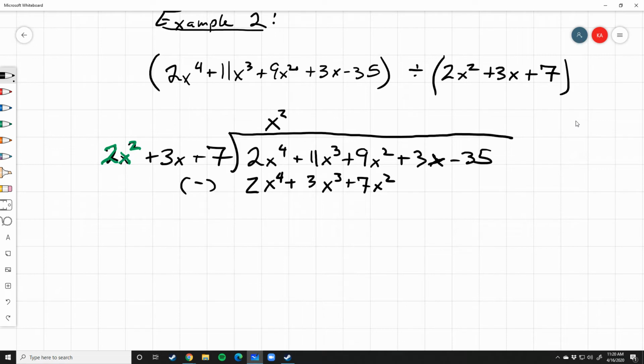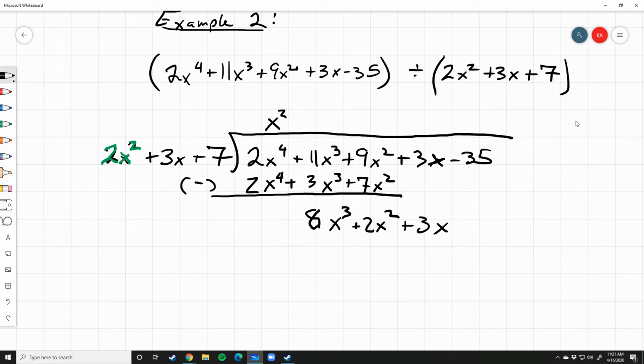We will subtract here and see how much we have left. So as we know, these first two terms cancel. If they ever don't cancel, you've done something wrong. Then 11x cubed minus 3x cubed gives us, 8, not 7, 8x cubed. And we'll have 9x squared minus 7x squared will give us plus 2x squared. As before, we're just going to drop the next term. And we'll start the process over again.